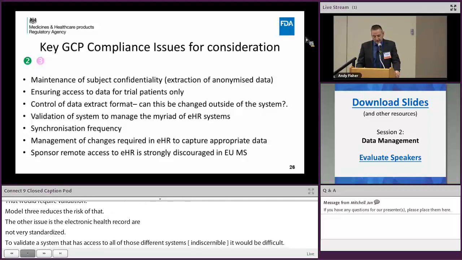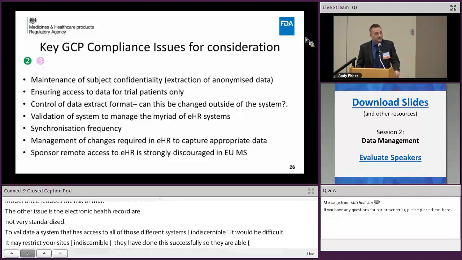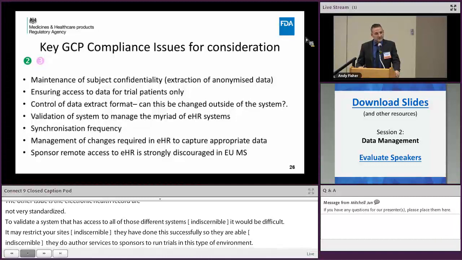CPRD is a division of the MHRA, and they have done this successfully. They have a network of GP practices across the UK who are signed up to have data extracted directly from electronic health records, and they do offer services to sponsors to run trials in this type of environment. But it may be that they're more suitable for late phase, pragmatic phase 4 trials where the data collection is fairly minimal.